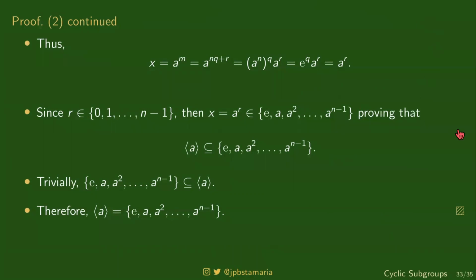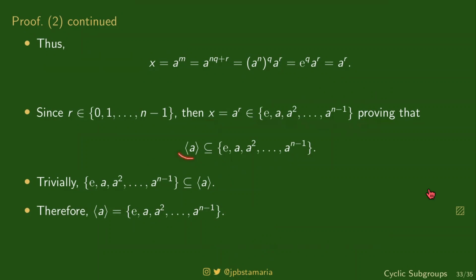But yeah, this is basically the proof. We simply apply the division algorithm on M, dividing it by N, and we get the Q and the R. Tapos, we express using the fact that N is the order of A, you get an E. So, basically, X is just A to the R. And because R is a remainder, it should be something from 0 to N minus 1. And therefore, X belongs here.